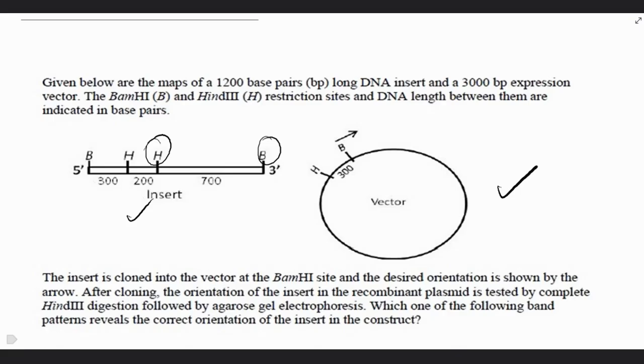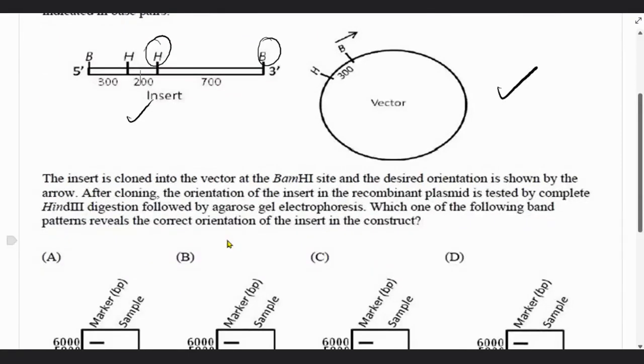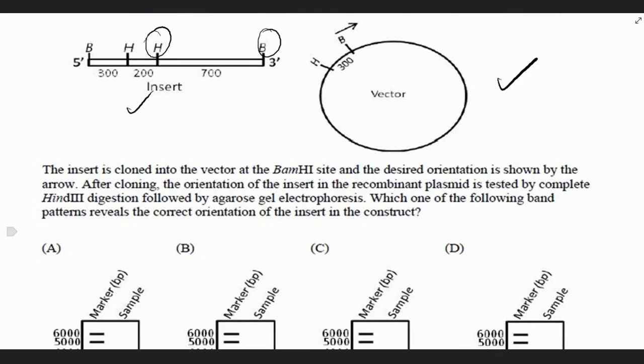So the insert is cloned into the vector at the BamHI site, so that basically the insert starts from here. This is very important to know. It's not from here, but rather from here, and the desired orientation is also shown by the arrow. After cloning, the orientation of the insert in the recombinant plasmid is tested by complete HindIII digestion, followed by agarose gel electrophoresis. So that's what you basically do. Which of the following band patterns reveals the correct orientation of the insert in the construct?